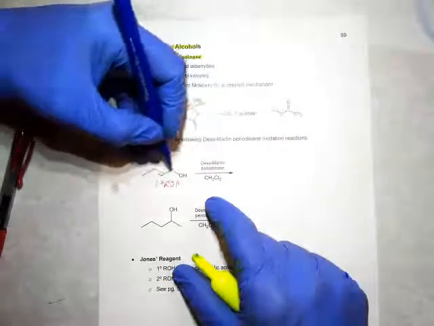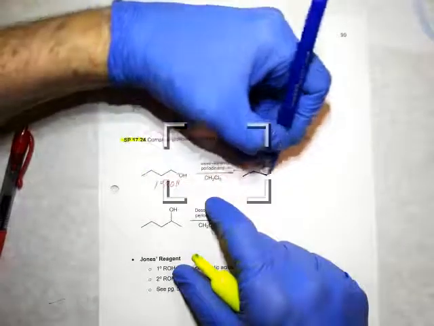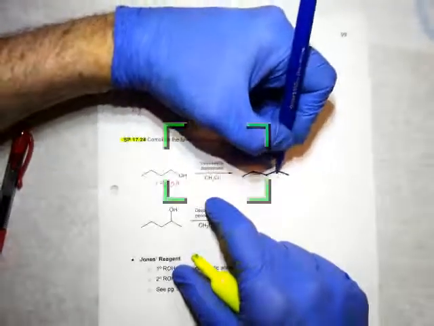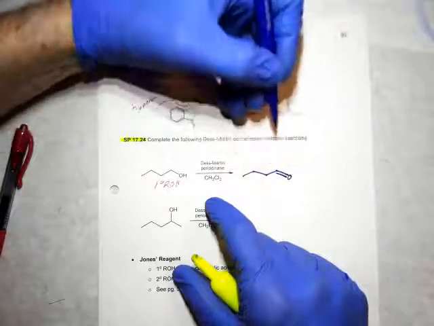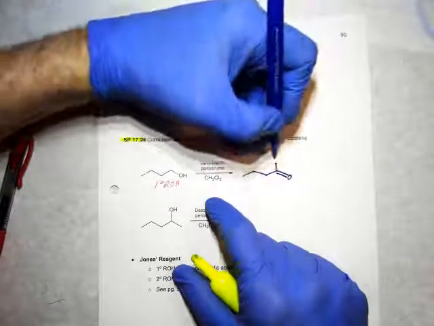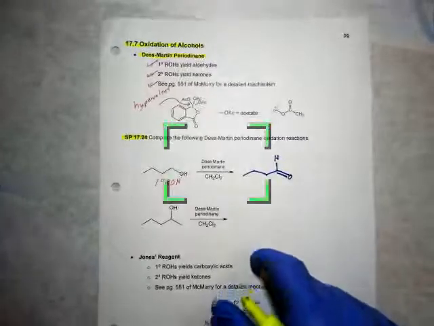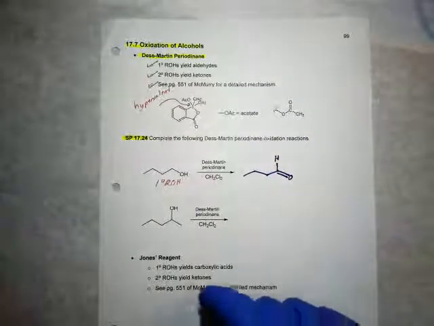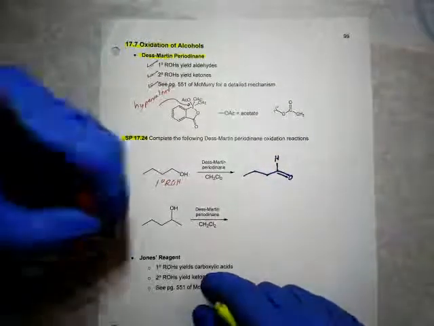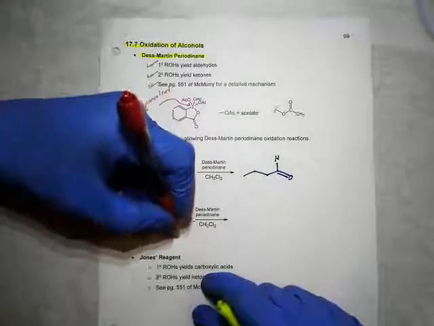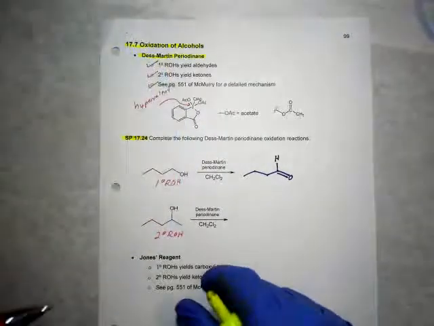So 1, 2, 3, 4 carbon chain. Okay, and now that's going to be an aldehyde. If you want to, I'm going to go ahead and sketch that hydrogen in. It's that simple. So this is an oxidation. Look at the next example. This is a secondary alcohol, right? Okay, secondary alcohol. What are you doing?